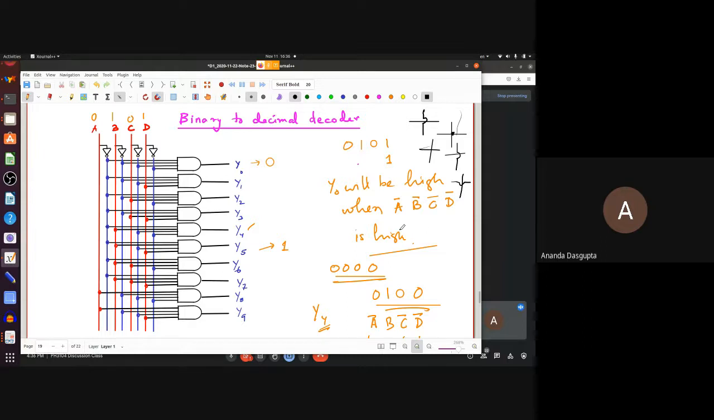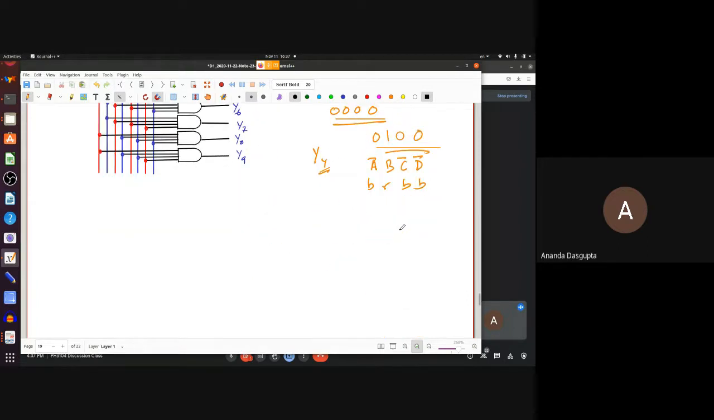So are there any questions about this binary to decimal decoder? In particular about the pattern, the way in which you connect the inputs? Okay, I hope not. Let's go on to the next circuit.